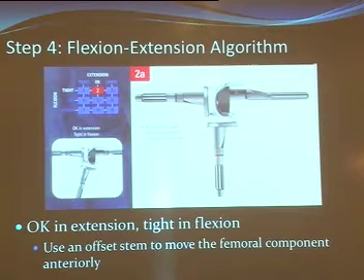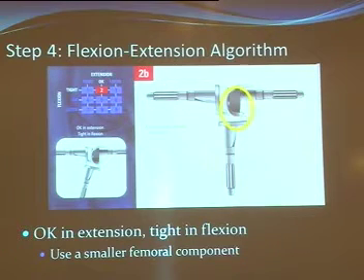And for algorithm number 2, the extension is fine, so you think the joint line is at the right level, and the flexion is tight. What we can do is, a tight flexion means you can downsize the femoral component, or you can use an offset stem to push the femoral component a little anteriorly. So use an offset stem to move the femoral component anteriorly, or use a smaller femoral component that might give you more space on the flexion side.